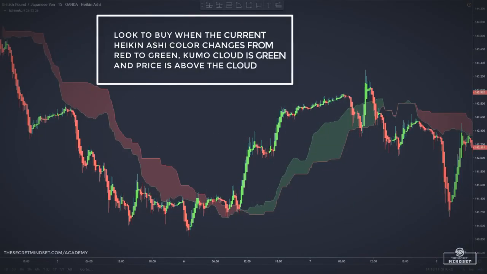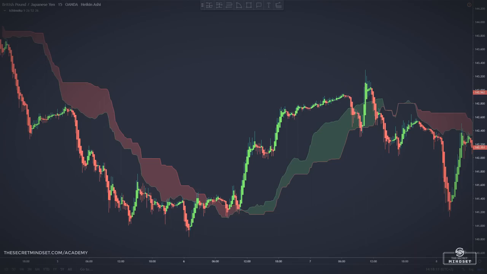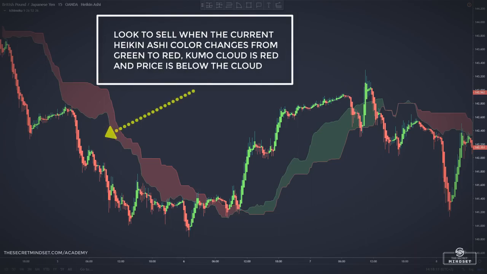A simple strategy would be to buy when the current modified candle color changes from red to green, the Kumo cloud is green, and the price is above the cloud, or to sell when the current modified candle color changes from green to red, the Kumo cloud is red, and the price is below the cloud.